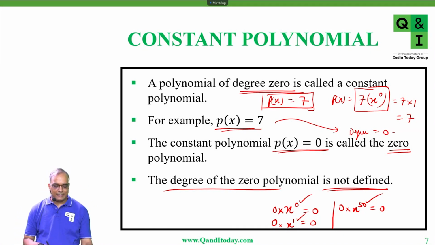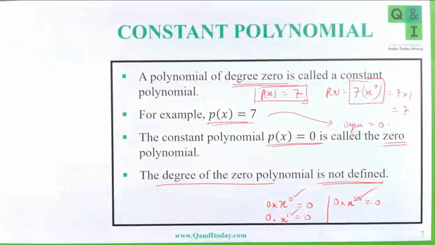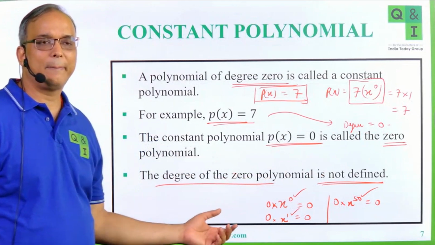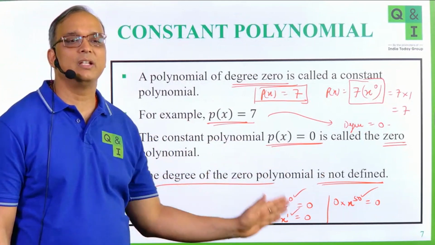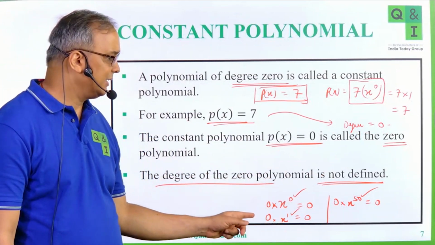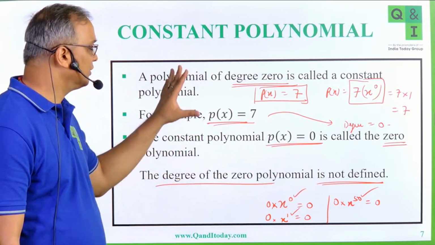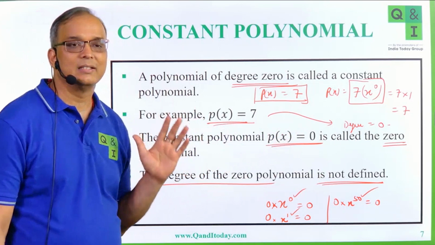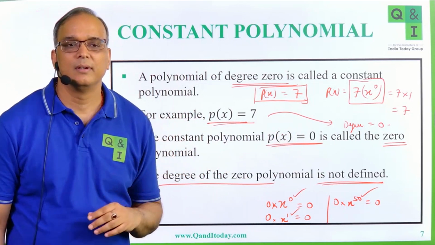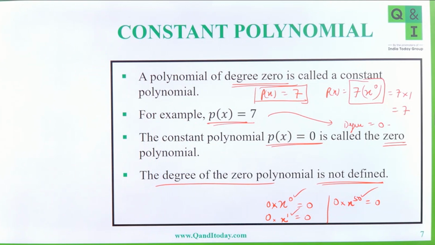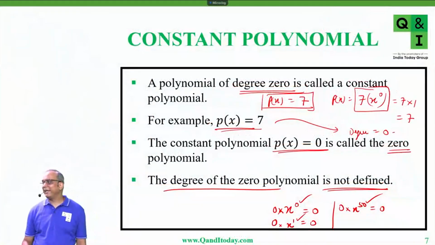Is this clear, students? Is this concept clear? Why is the degree of the 0 polynomial not defined? Because x to the power anything multiplied by 0 will give you 0. So that's why the degree of the 0 polynomial is not defined, and the degree of a constant polynomial is always 0. Okay, great. Let's move to the next one, students.